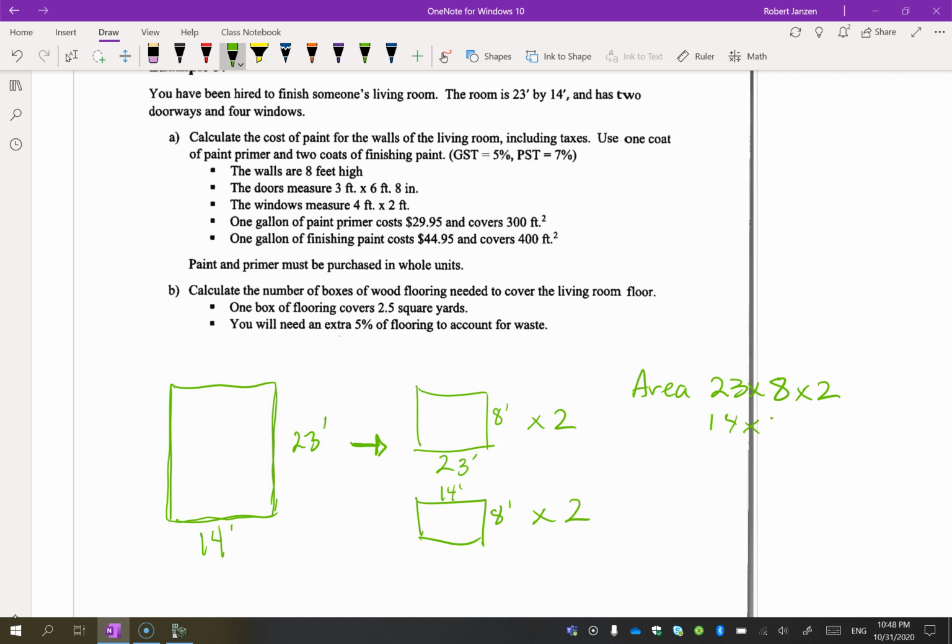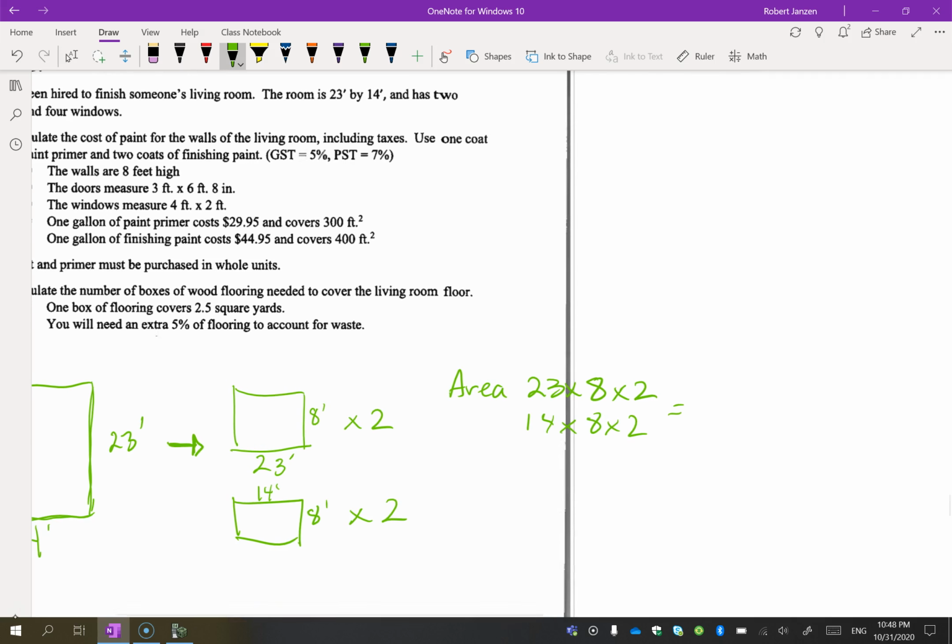Okay, so 14 times 8 times 2. So let's figure out what that is. That's 184 times 2 is 368. So this is 368, and this is square feet. And then this is going to be 112, 224 feet squared. Putting this together, we're going to have 592 square feet.